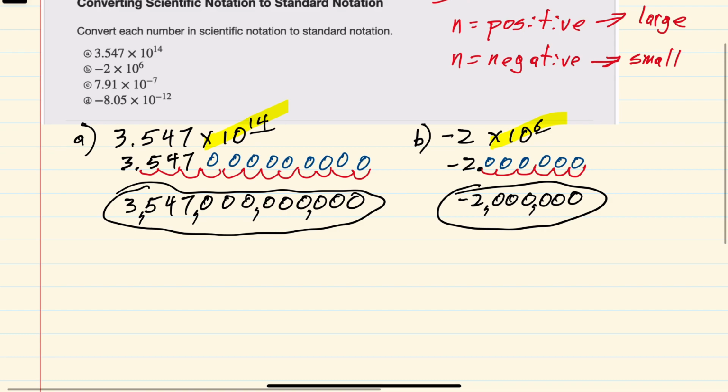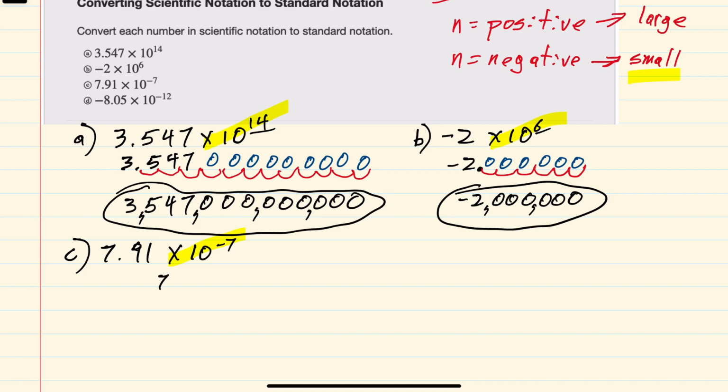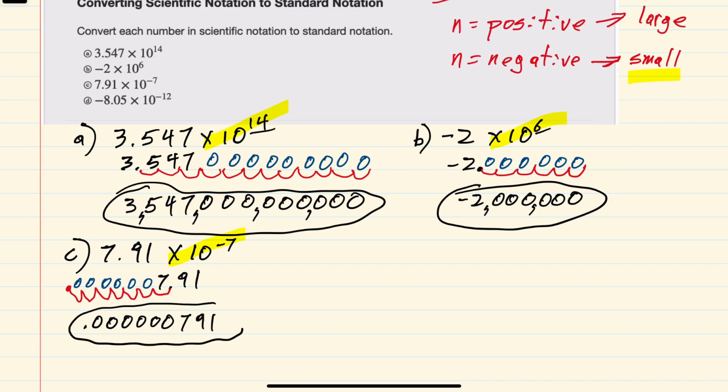Moving now to C, we're eliminating this times 10 to the negative 7. And since this is a negative 7, I know that this is going to be a small number. So when I rewrite the 7.91, I'm moving the decimal 7 places, but this time, since I know it's a small number, I'm going to move the decimal to the left 7 spaces, filling in any gaps with zeros. Standard form would be 0.000, 6 zeros, and then 791. So clearly a very small number.